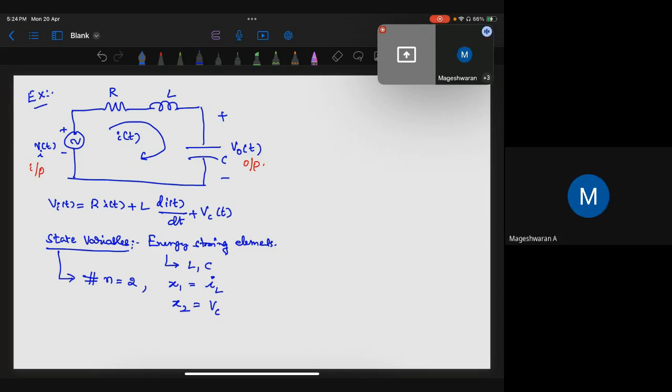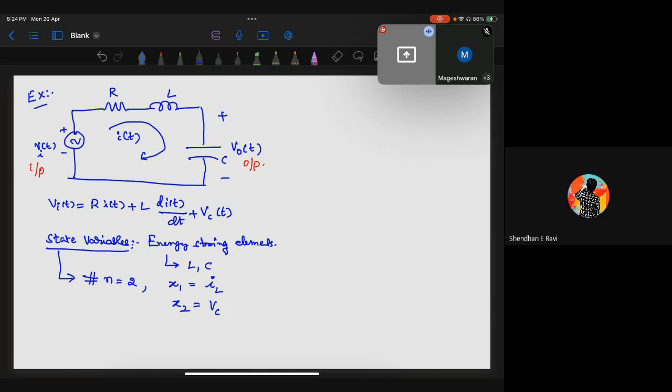Sir, if the circuit has two inductors, then the state variables would be 3? Yes, 3. That number has to be fixed. The state variables themselves you can choose as anything, not necessarily IL and VC. Also, why can't I choose X2 as IL and X1 as VC? That is also possible.